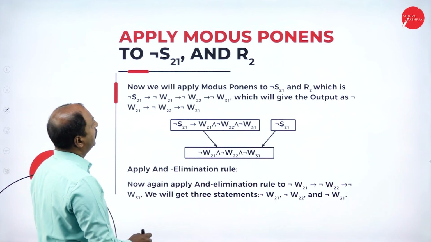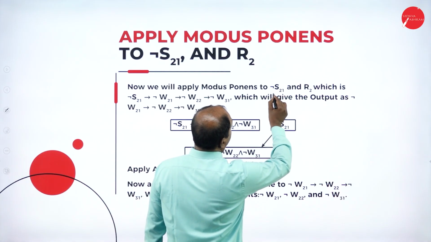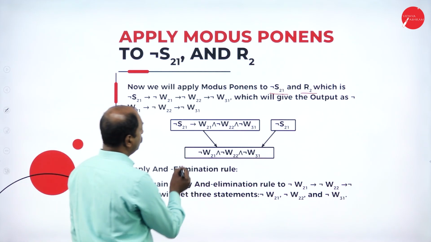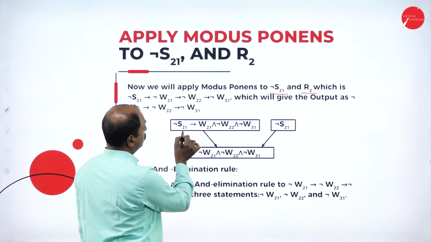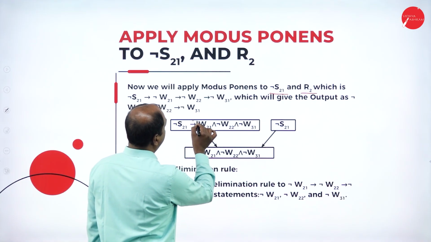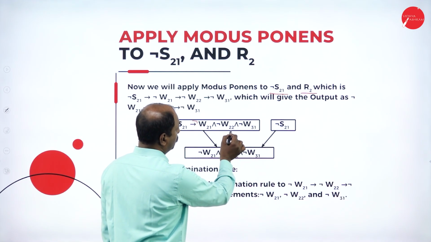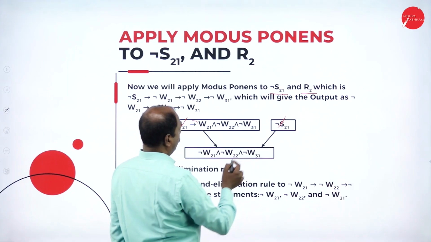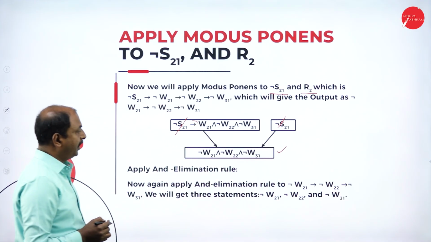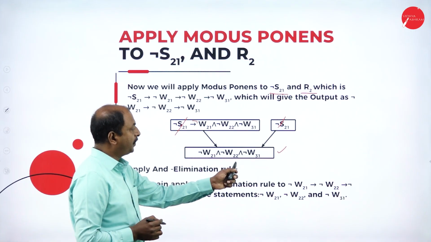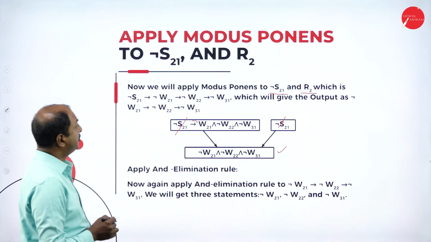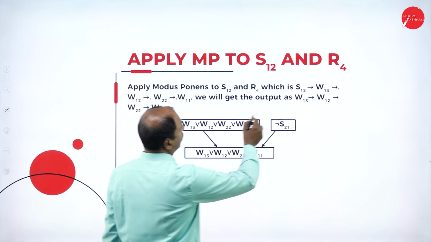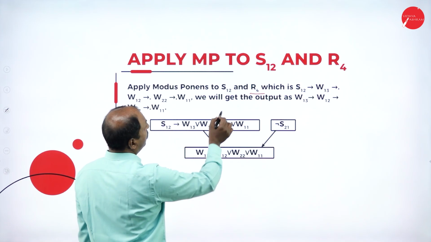In the next one, we are going to apply the same rule for S21 and R2, that is rule 2. In rule 2, the same thing we have written here. For S21, not W21, not W22, not W31. So in that case, we are going to eliminate this. We are left with 3 more variables: not W21, not W22 and not W31. This is for row 2. Now similarly, we are going to apply for row 4 and even for row 3.